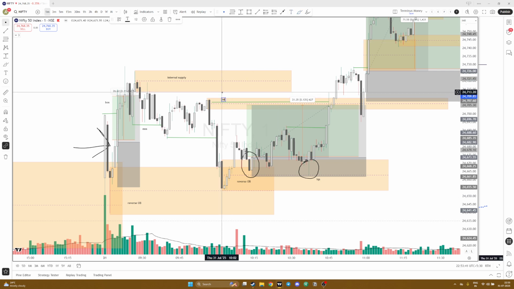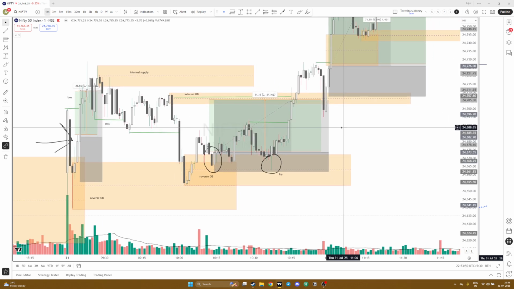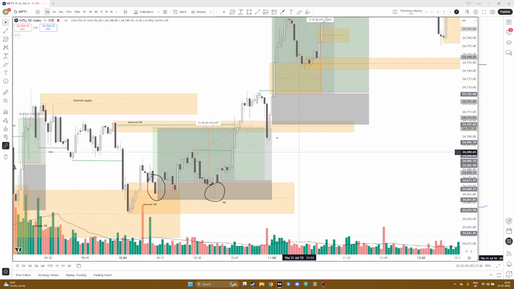Okay, this was my internal supply order block, and when this whole order block got filled up immediately, after this I exited here. So it was a good 1 is to 2.7, correct?